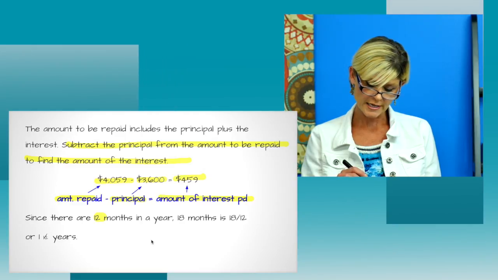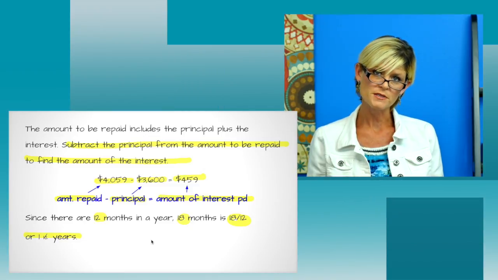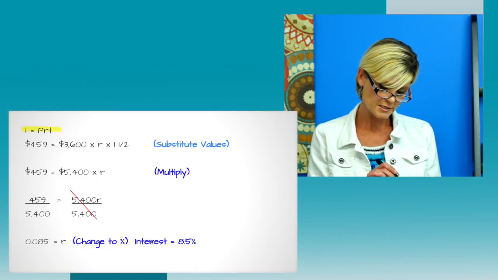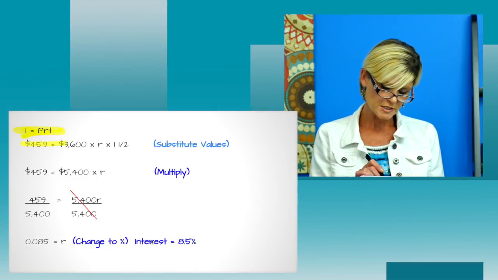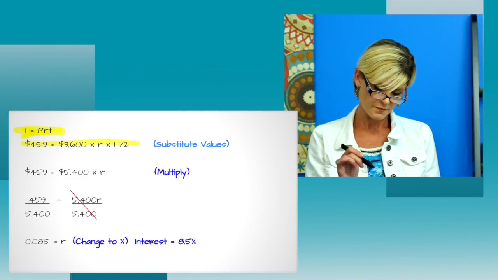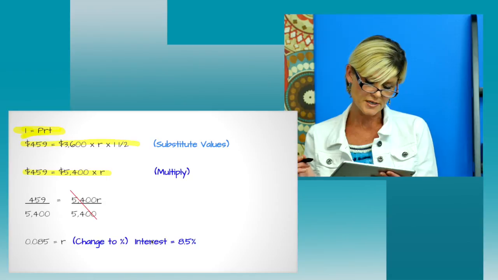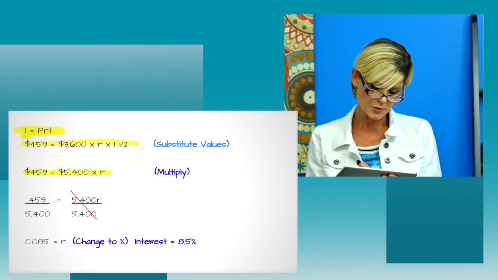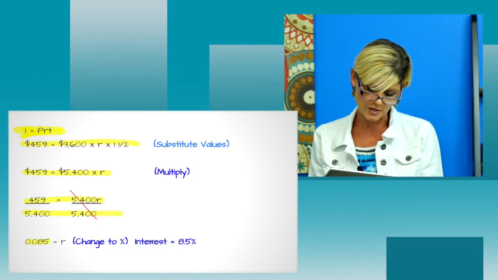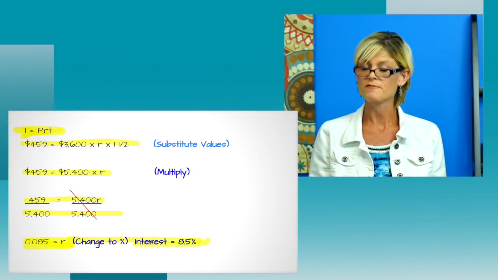Since there's 12 months in a year, 18 months will be 18 over 12, or 1 1/2 years. Anytime you have a problem given to you in months, you want to switch it into years. All right, going back to I equals PRT, we plug in what we have. $459 equals 3,600 times R times 1 1/2, the time. Then we multiply and we get 459 equals 5,400 times R. We divide both sides by 5,400 and we come up with 0.085 equals R. And when we change that to a percent, we get that the interest is 8.5%.